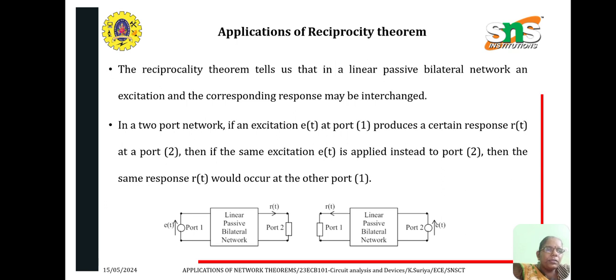Next one is reciprocity theorem. It tells that in a linear passive bilateral network, an excitation and the corresponding response may be interchanged. In a two-port network, if an excitation E of t at port 1 produces a certain response R of t at port 2, then if the same excitation is applied instead to port 2, the same response R of t would occur at port 1. So when we interchange the input and output ports, we will be getting the same result.